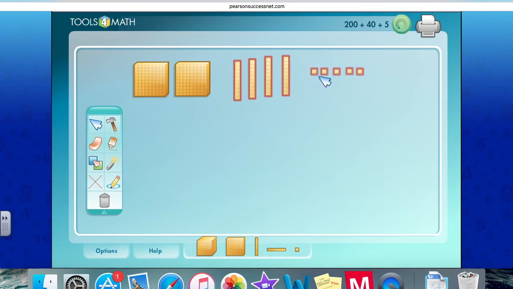And last we have 5. 5 represents our ones place. So let's count up our ones. 1, 2, 3, 4, 5. So our expanded form is 200 plus 40 plus 5. And that makes 245. Our 2 comes from our 2 hundreds. Our 4 comes from our 4 tens. Our 5 comes from our 5 ones.